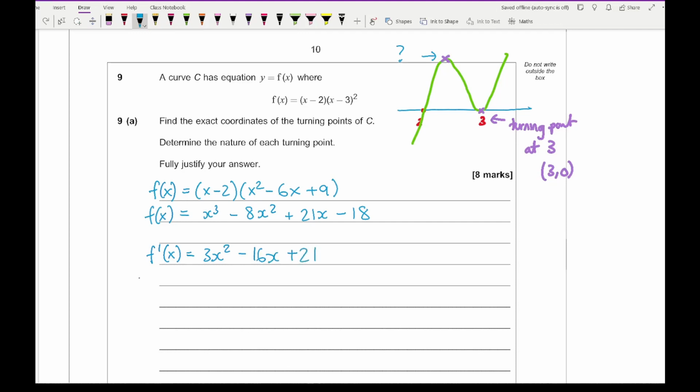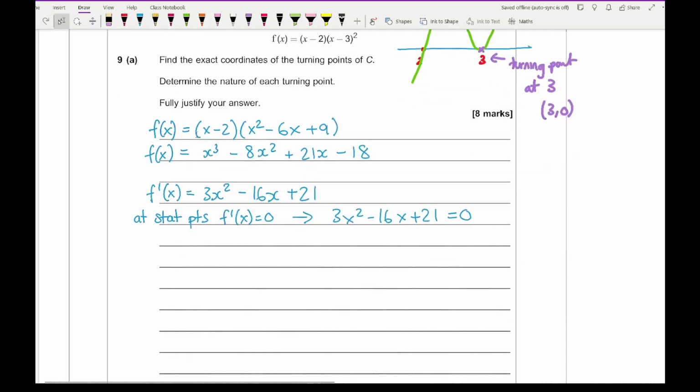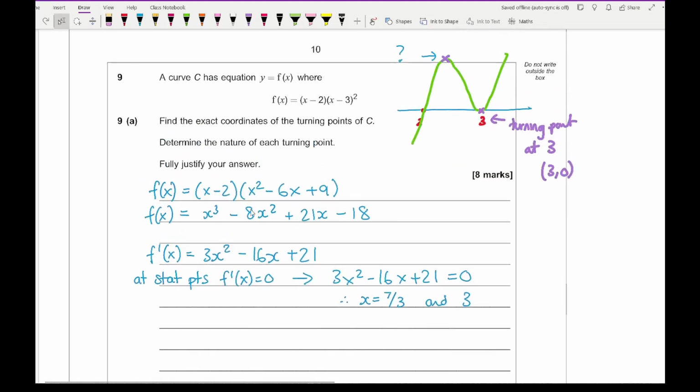Now at stationary points, f dash of x is going to equal 0. So what I've got is 3x squared minus 16x plus 21 equals 0. Now again, you can either solve by factorising or by using the quadratic formula, in which you could just use your calculator. But basically what I'm going to get is two values of x where it equals 0: 7 over 3 and 3.